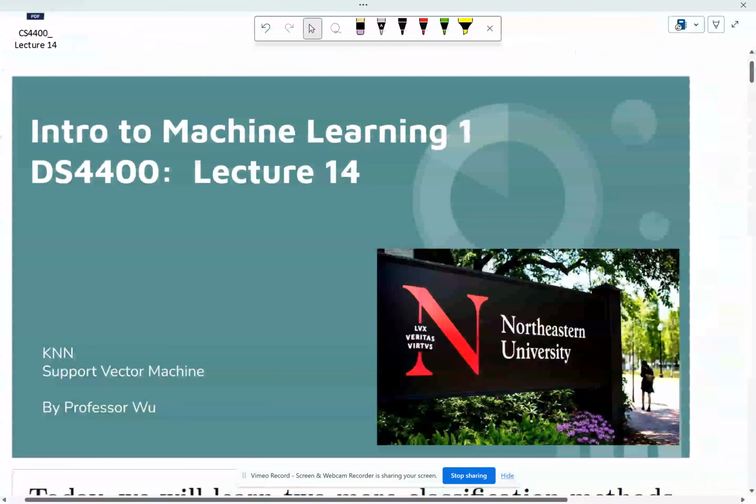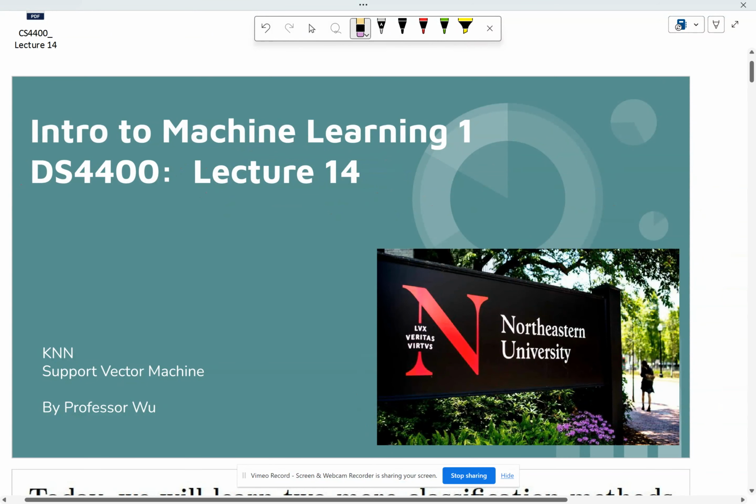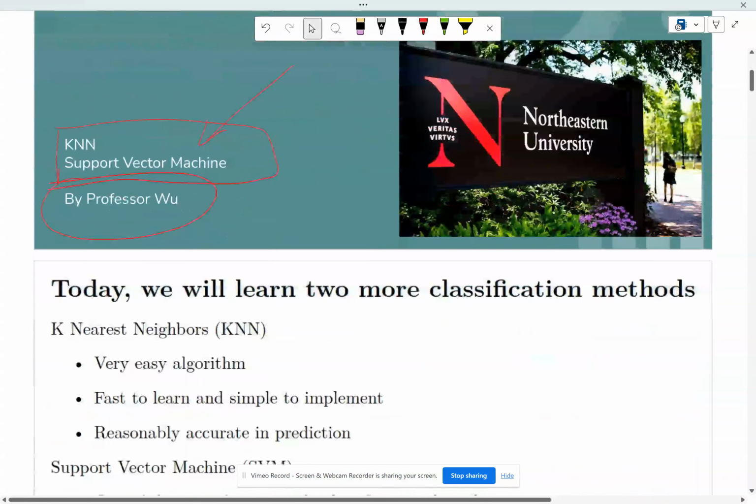All right, welcome back to Intro to Machine Learning Level 1, Lecture 14. This is a Northeastern University course called DS 4400. Today we're going to continue with the idea of classification. Specifically, we're going to cover two more algorithms. One is called K-nearest neighbor, KNN, and the other one is support vector machine. This is Professor Wu, so let's get started.